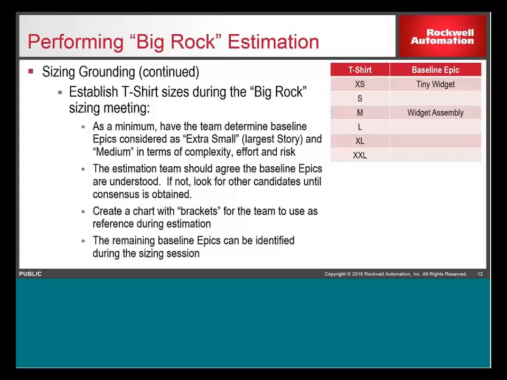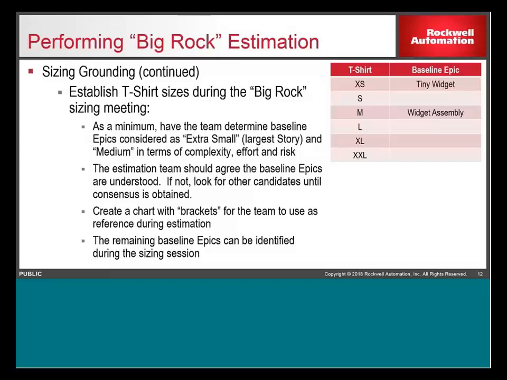So for the T-shirt sizing, I have a table here. As a minimum, I recommend identifying at least two epics or big rocks as the baselines. Extra small and medium are the ones I usually go with. You can go with small and large, or whatnot. But again, that's when you start off.